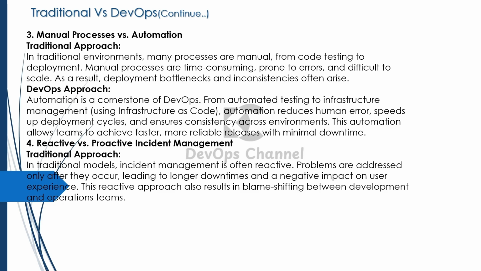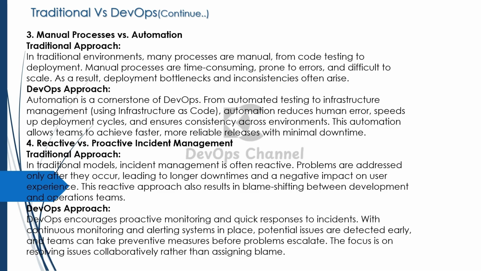While in the DevOps approach, as we are continuously monitoring, it is like proactive incident management. Whatever is going to happen, we know with the help of monitoring, and we have an alerting system in place which helps potential issues to be identified early. So this makes DevOps more advantageous over traditional.